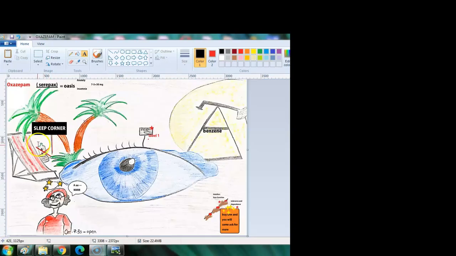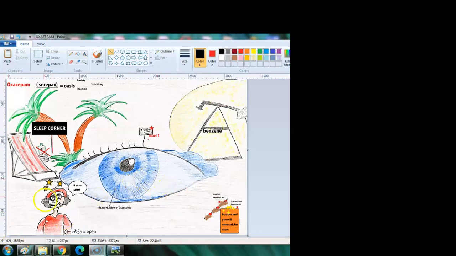The bottle on this side of the picture should remind us of the point that while doing counseling, we ask the patient to avoid taking alcohol and the use of any other medication that causes CNS depression, such as tricyclic antidepressants and antipsychotics.